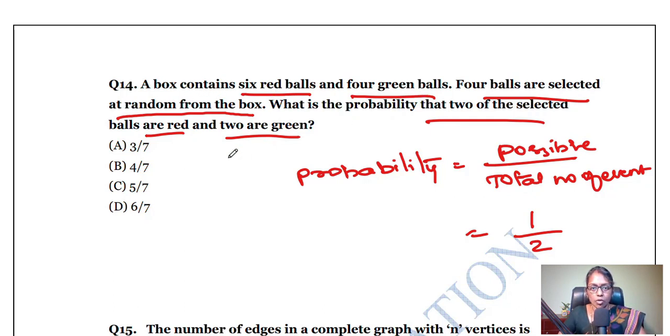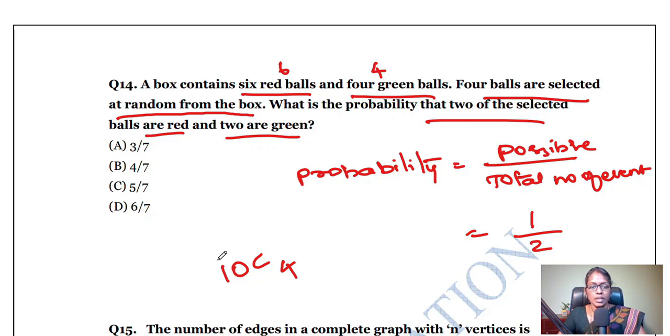So totally how many balls? 10 balls are there, 6 red balls and 4 green balls. 4 balls I am going to select at random from the box. So from the 10 balls I am going to select 4 balls. That is represented as 10C4.